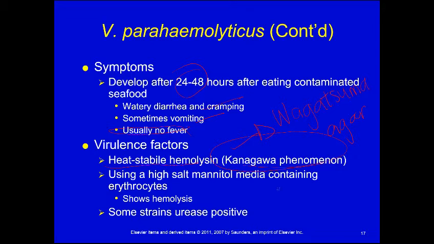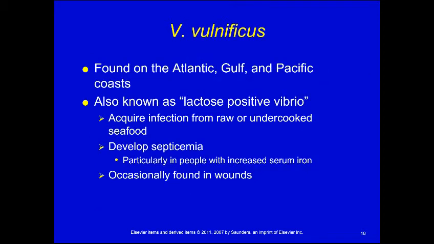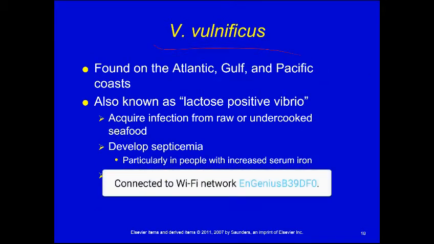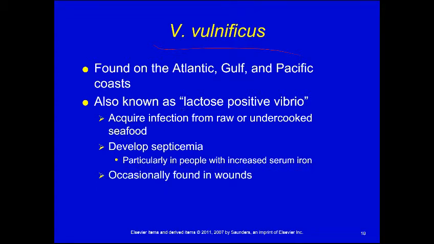Using a high salt mannitol media containing erythrocytes shows hemolysis. Some strains of your V. parahaemolyticus, not all ha, are urease positive. Next, V. vulnificus. This one is found on the Atlantic, Gulf, and Pacific coast. This one is known as your lactose positive Vibrio. Acquired infection from raw or undercooked seafoods. This could cause septicemia, particularly in people with increased serum iron. Occasionally can be found in wounds.